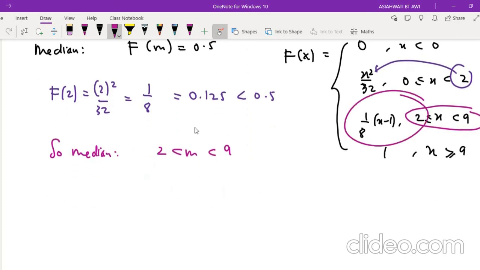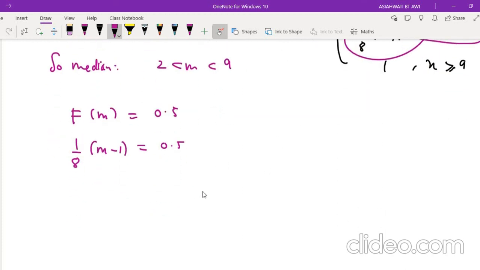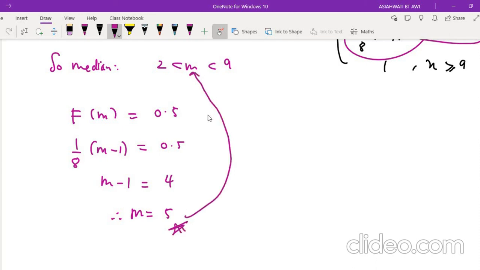Take that function: F(M) equals 0.5, so 1 over 8 times (M minus 1) is equal to 0.5. Then M minus 1 is equal to 4. Therefore, M is equal to 5. And check, 5 lies between 2 and 9. So the answer is 5.